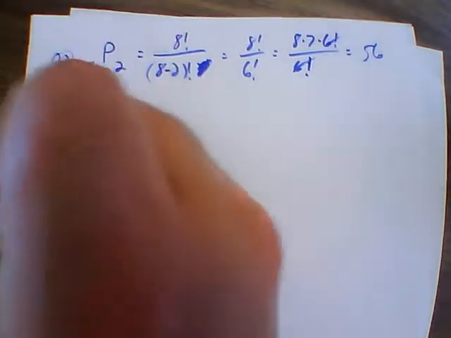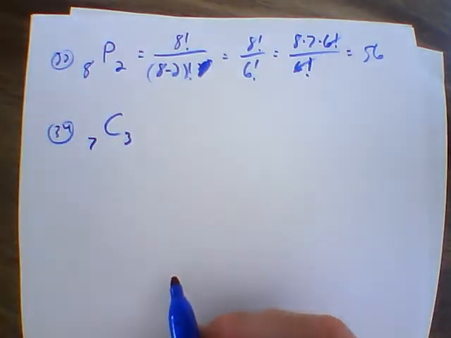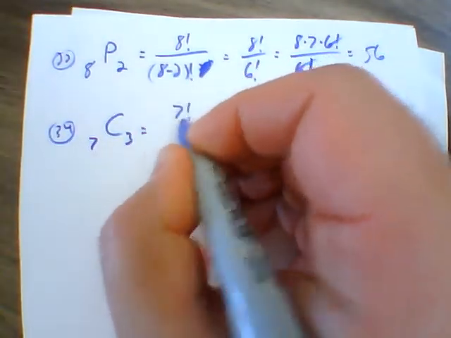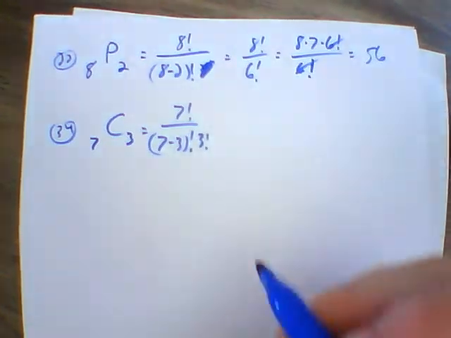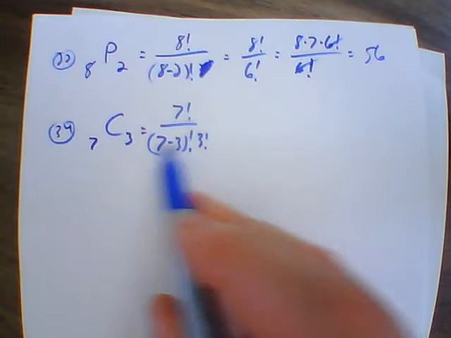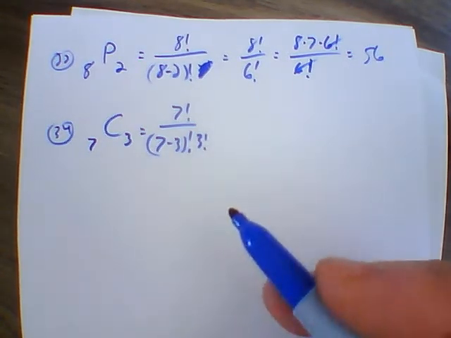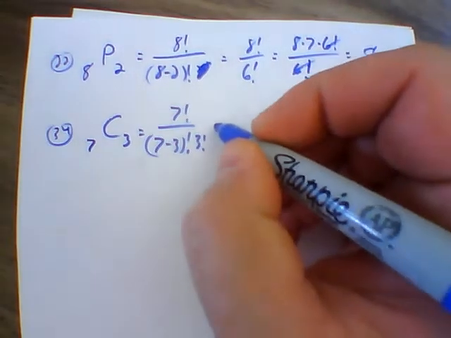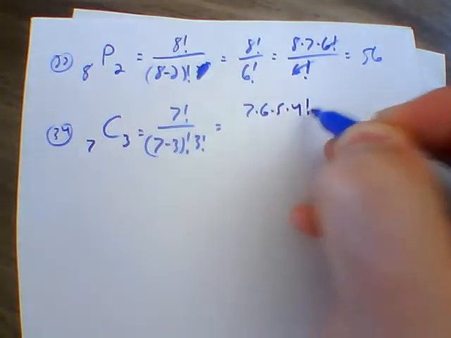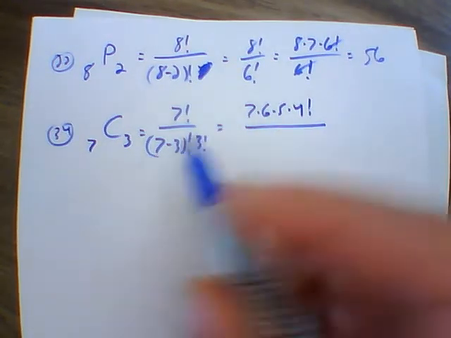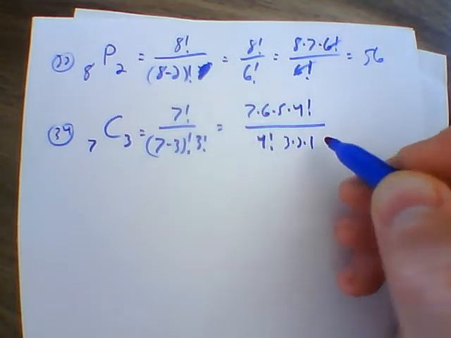If we look at number 34, 7 combination 3. On this one we're looking at 7 factorial over 7 minus 3 factorial, 3 factorial. Once again, the combination also takes out an additional factorial of that last one for any repetition as we go through. So if we look at this, this would be 7 times 6 times 5 times 4 factorial over 7 minus 3, which is 4 factorial, and then we have 3 times 2 times 1.